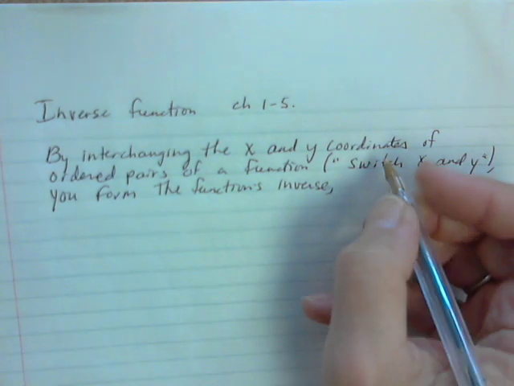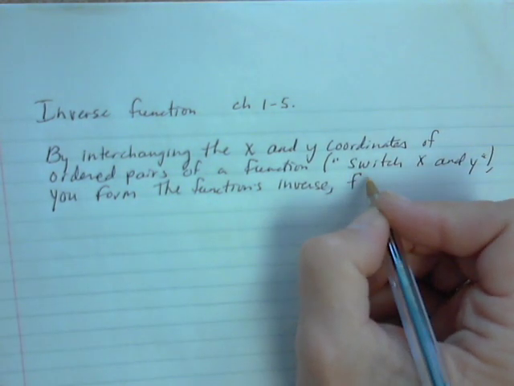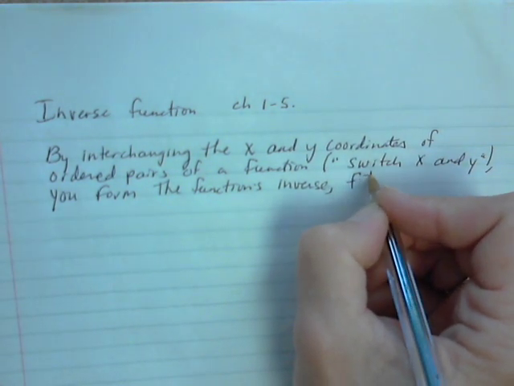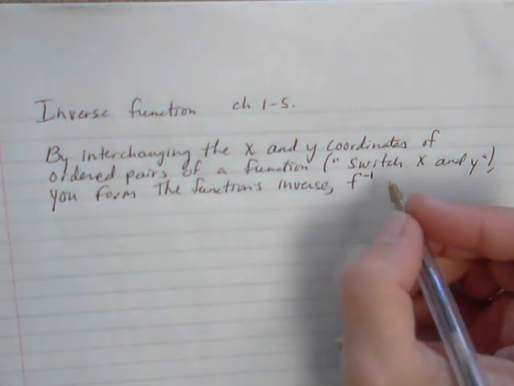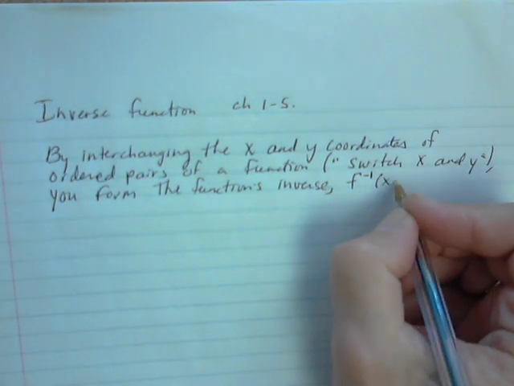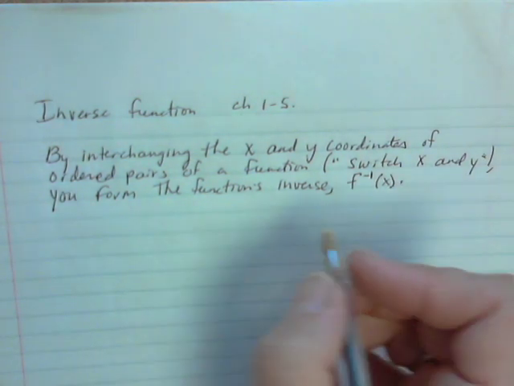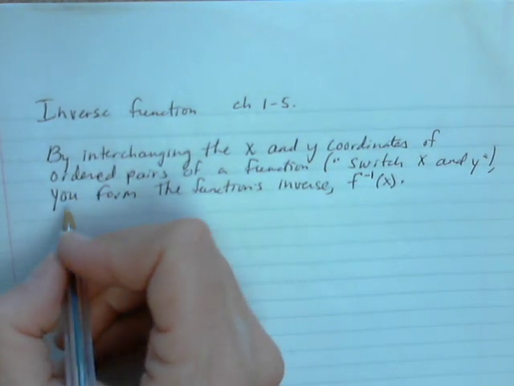And the notation for an inverse is f, and then in the exponent position there's a -1, but that doesn't mean f to the -1, it just means f inverse of x. That's the notation. You should be familiar with that. Graphically, it's reflecting over the line y equals x.